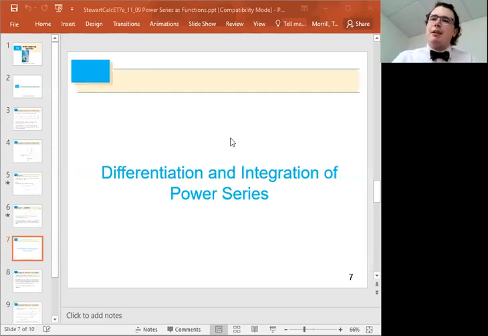Now, here is the big thing that I've been hinting at for a while. How do power series work with differentiation and integration? So at this point, we're pretty well invested in the calculus mindset. What are the most important things you could do to a function to understand it?